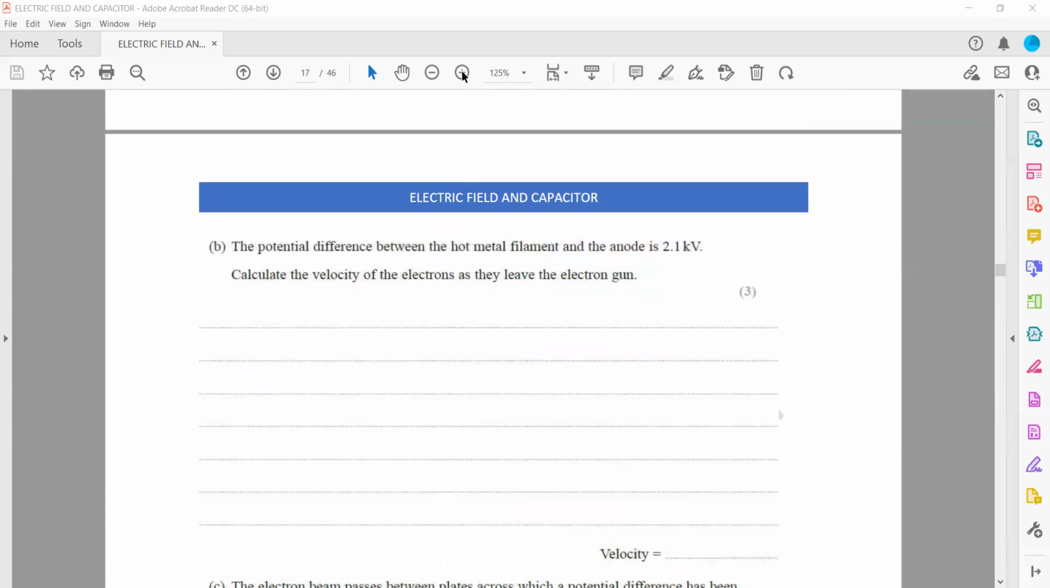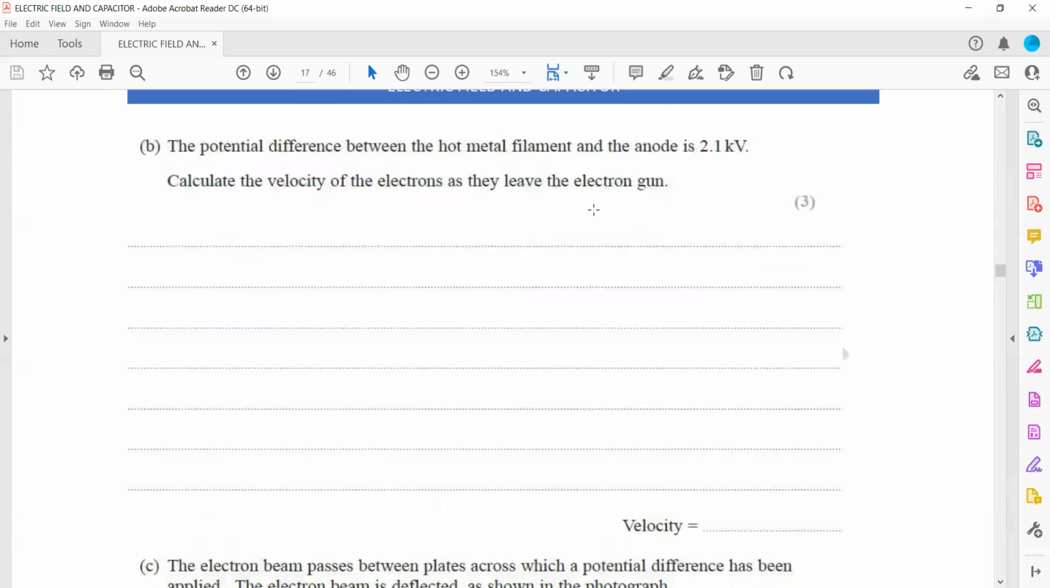The potential difference between the hot metal plate and the anode is 2.1 kilovolts. Calculate the velocity of the electron as they leave the electron gun. So here, the electrical energy changes to kinetic energy. The idea is that when we apply the voltage, we are providing electrical energy. So the electrical energy will be equal to kinetic energy.